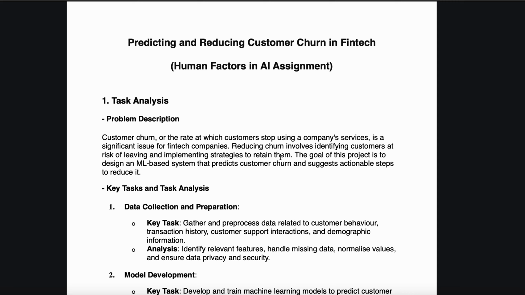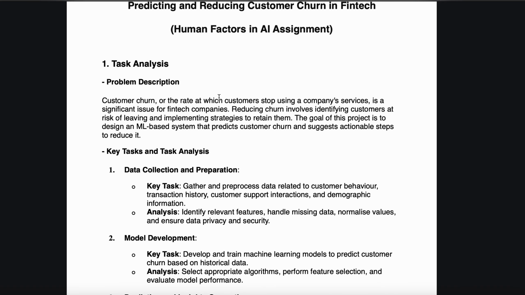Hi everyone. So this is my assignment for human factors in AI. My topic for the previous module was predicting and reducing customer churn in fintech. I primarily deal with the fintech segment, and accordingly, I have chosen this topic. What we have observed is there is significant customer churn in our product. So how can we address this using an ML model?